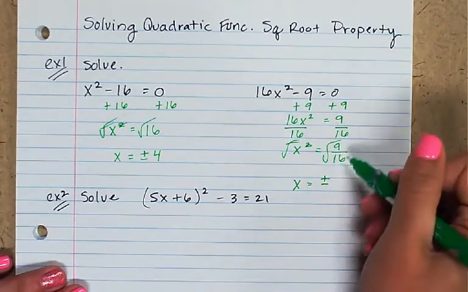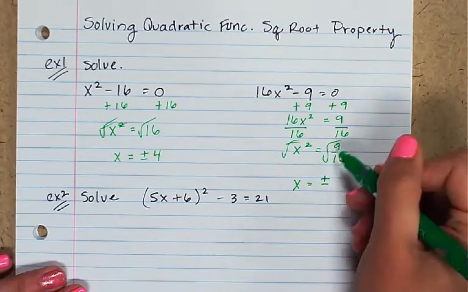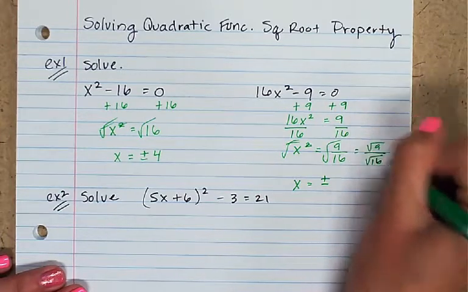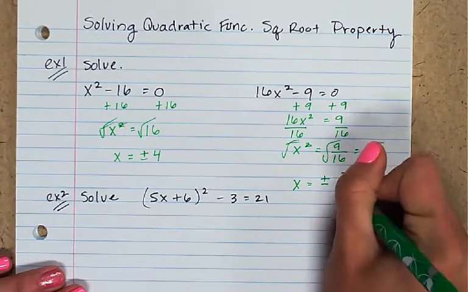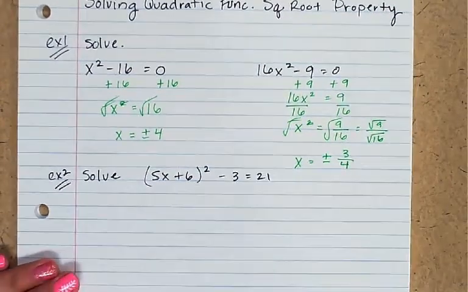And when you have the square root of a fraction like this, you can just do the square root of the top over the square root of the bottom. So this is the same thing as the square root of 9 over the square root of 16. So the square root of 9 is 3, and the square root of 16 is 4. So positive or negative 3/4.